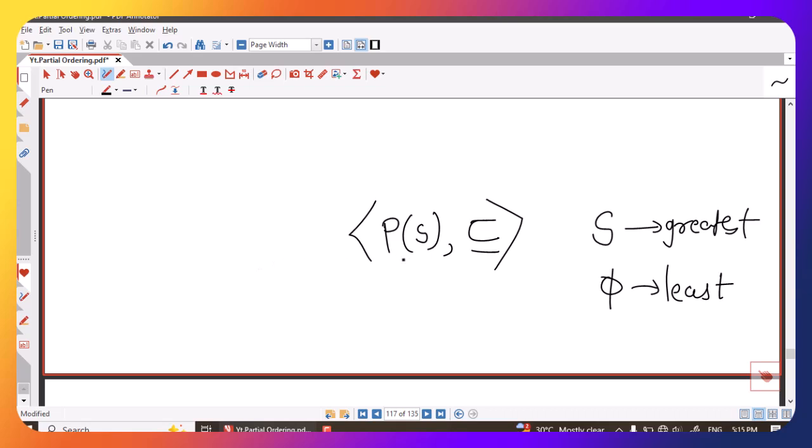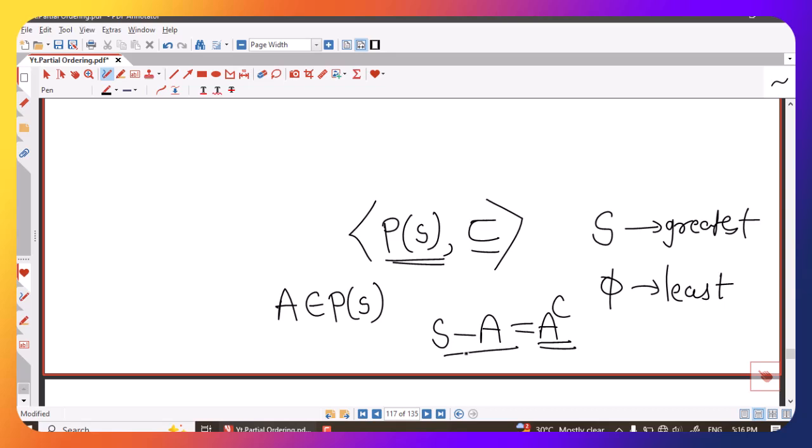We have also seen that if we take any element A in the power set of S, then its complement in S, that is S minus A or A complement, exists. Therefore, the complement of any element exists in the power set of S, so the power set of S is a complemented lattice.